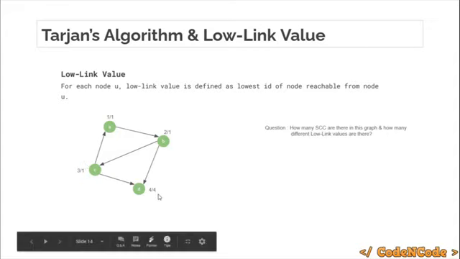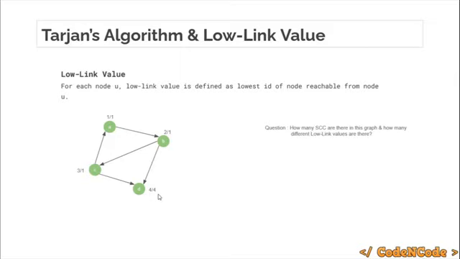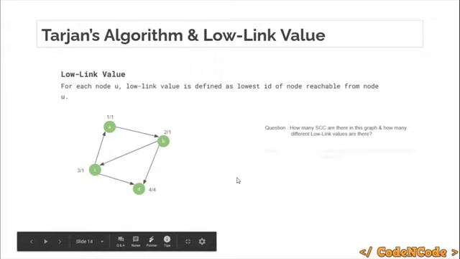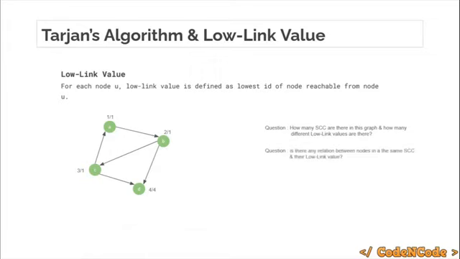So is there any connection between the count of the low link values and the number of strongly connected components? Well, there may be, we do not know. Second question, is there any relation between the nodes in the same SCC and their low link value? For example, A, B and C all lie in the same SCC, and what is their low link value? 1, 1 and 1. Again, we see a certain connection between low link value and SCC, right? So it is possible that yes, all the nodes in the same strongly connected component have the same low link value.